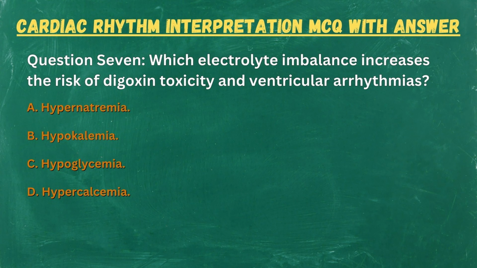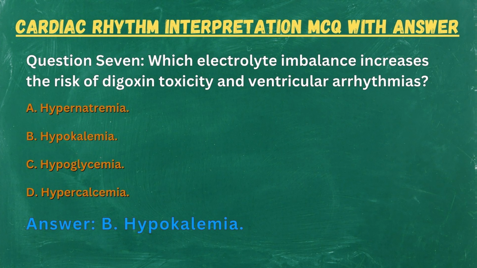Question 7. Which electrolyte imbalance increases the risk of digoxin toxicity and ventricular arrhythmias? A. Hypernatremia. B. Hypokalemia. C. Hypoglycemia. D. Hypercalcemia. Answer: B. Hypokalemia.